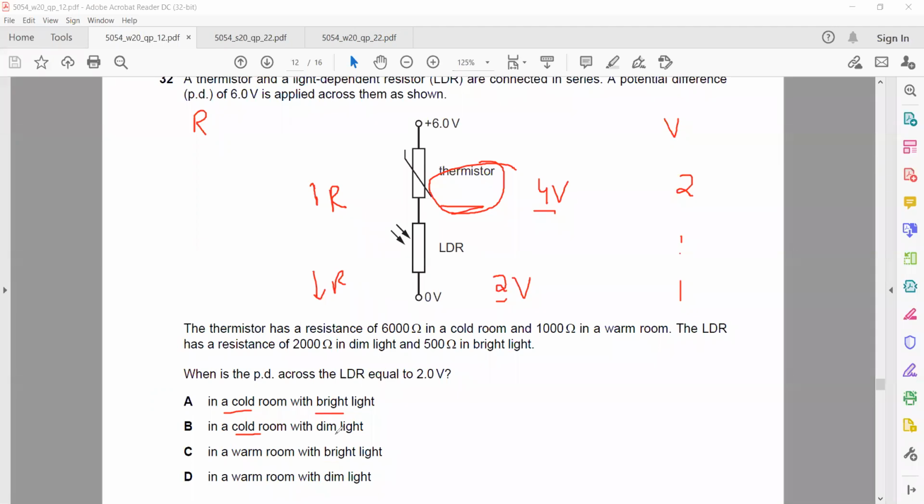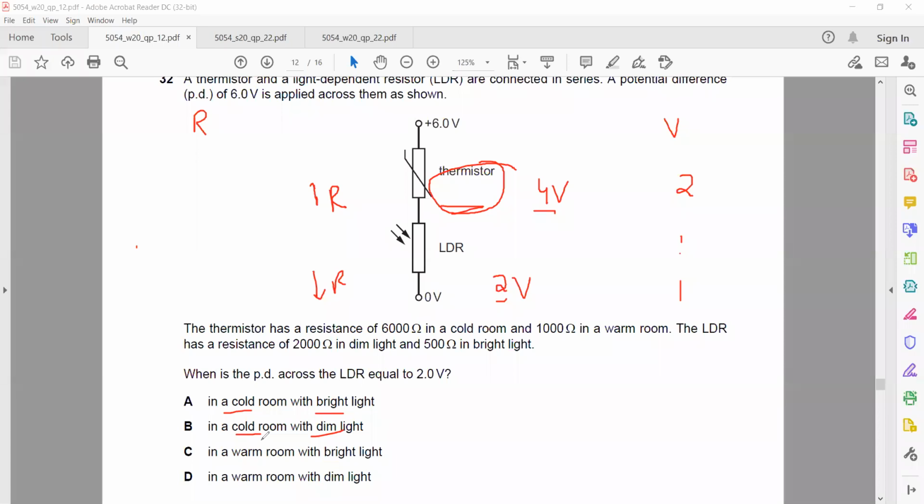If it is cold and dim, cold is 6000 and dim is 2000. So 6000 and 2000, when we take the simplest ratio, that will be 3 is to 1. But we want 2 is to 1 as the ratio of the resistance. So this cannot be the answer.